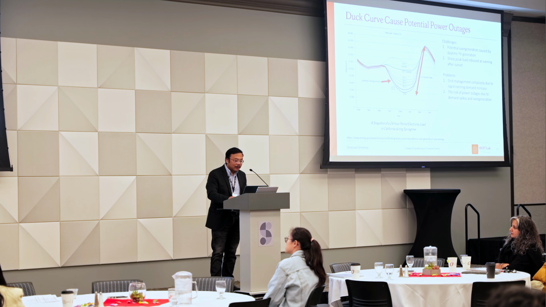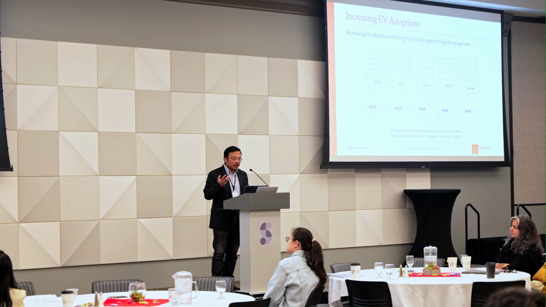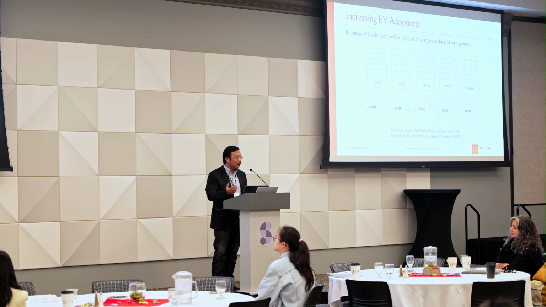Another challenge is that increasing EV adoption will bring more challenge to the grid management. This is a report from 2022, with a prediction that by 2050, there will be 1 billion EVs running on the road. Imagine 1 billion EVs plugged into the grid, charging during daytime or nighttime. It will bring a lot of challenge to grid management. The grid already has a headache with PV generation, and then you add EVs, and EV usage really depends on people; it's tied to people's behavior. So what can we do?